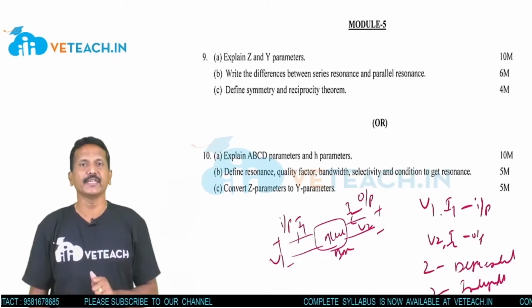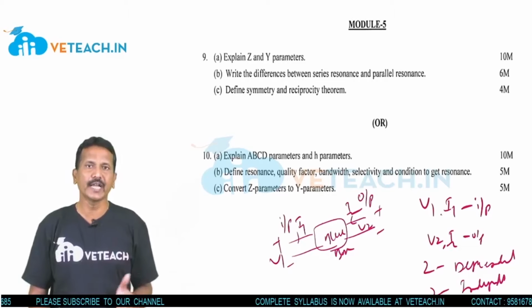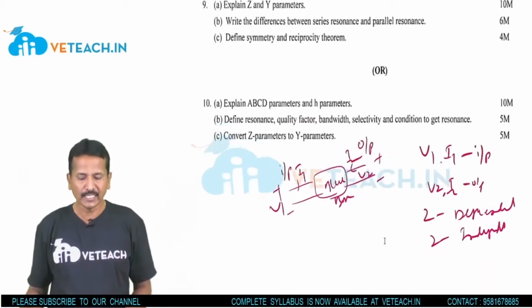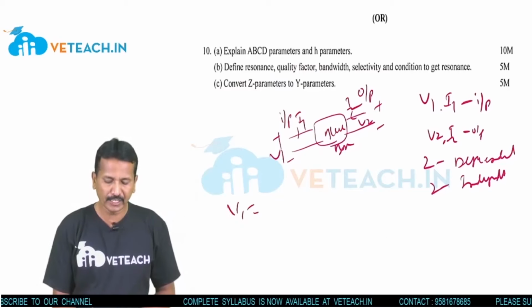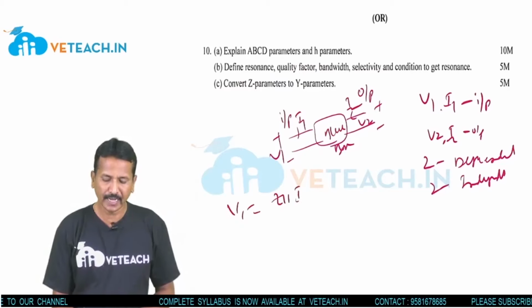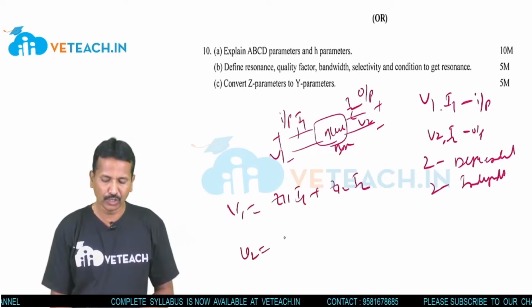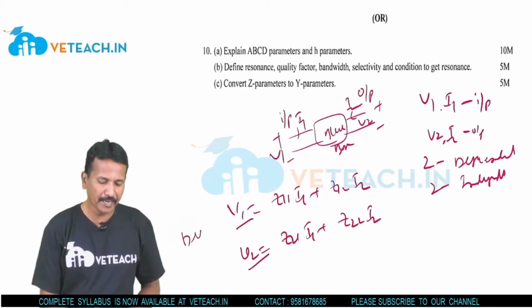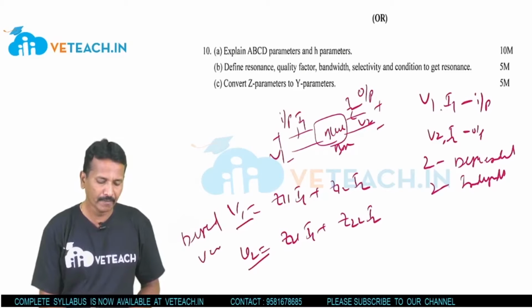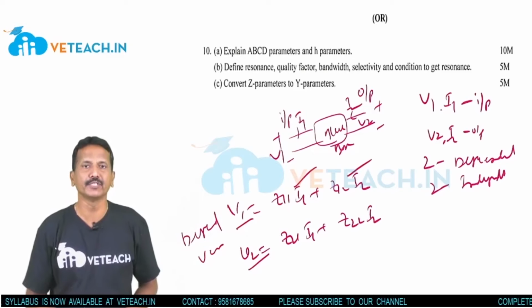So in impedance parameters, there are two dependent values and two independent values. So what is the basic relation in this one? Let's see, right? V1 is equal to Z11 I1 plus Z12 I2, and V2 is equal to Z21 I1 plus Z22 I2. V1, V2 are dependent variables, whereas I1 and I2 are independent variables.